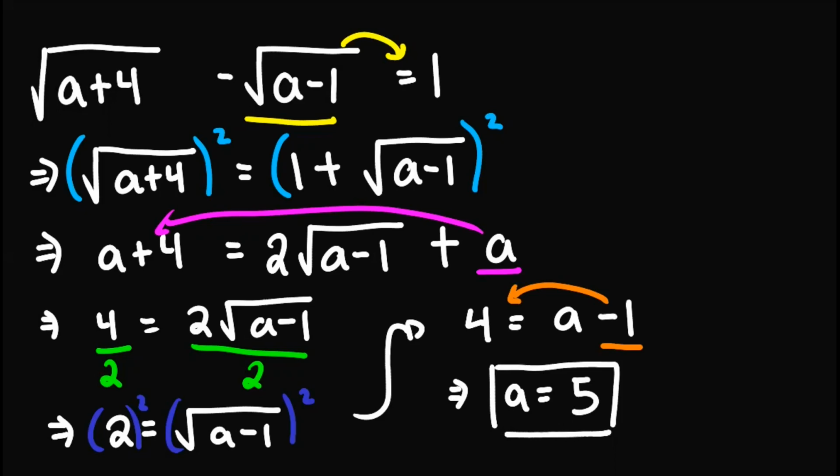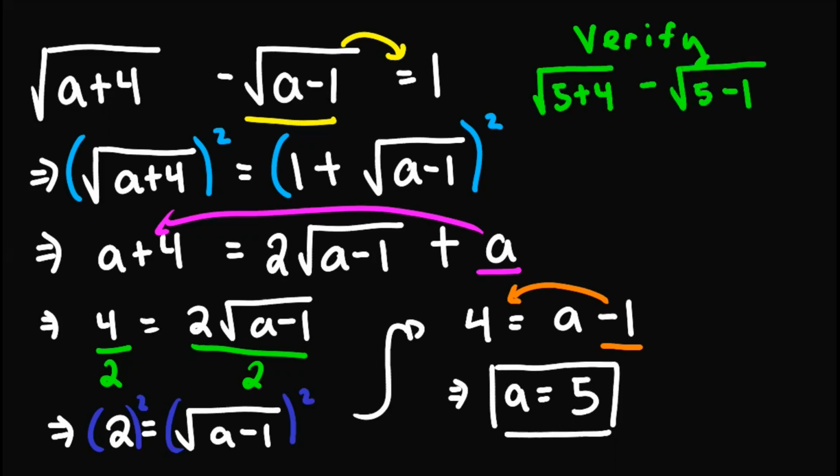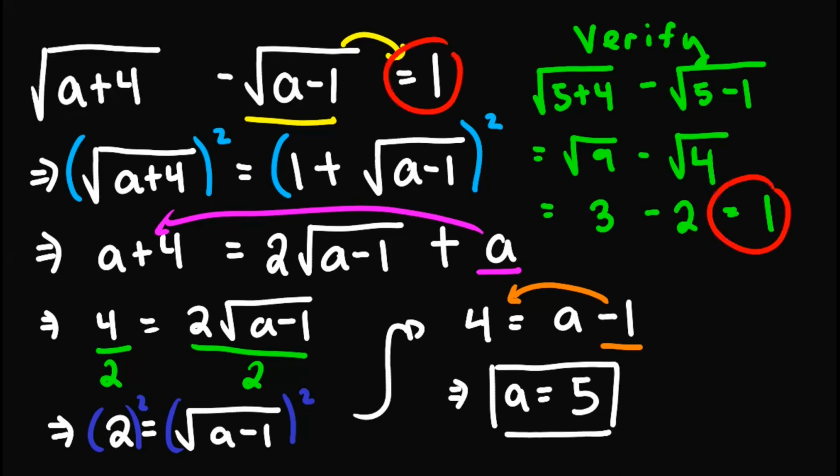Indeed, if we check, we can verify out here that we have the square root of 5 plus 4 minus the square root of 5 minus 1. This is equal to the square root of 9 minus the square root of 4. We know that this one is equal to 3 minus 2, or simply 1, which matches the one out here. So this one is indeed correct.